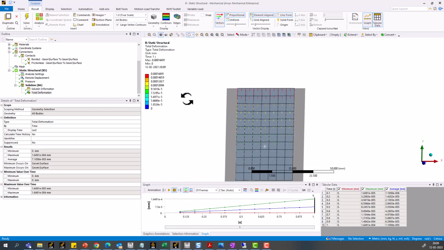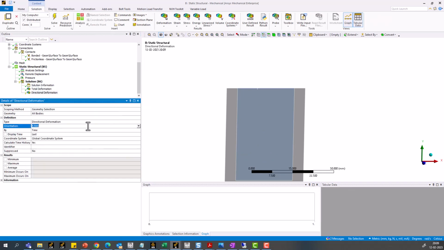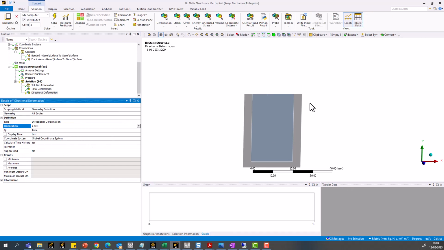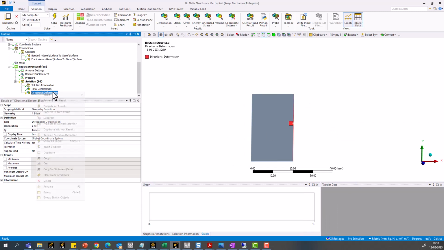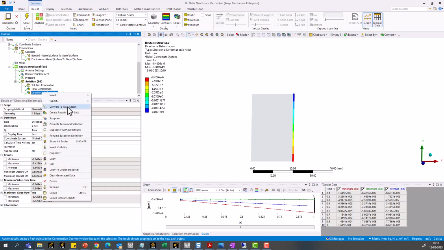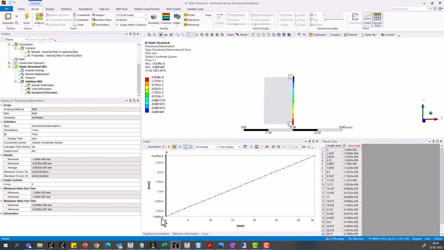Now to get a better feel of how the deformations are varying along the y length, I can go to deformation and put a directional one this time. I'm interested in y directional deformation, and let me hide this body, because this is a rigid body and no deformation is going to take place for it. I will select this edge and evaluate all results, and then I can click convert to path results. Now you can see this is some type of linear deformation happening from minimum to maximum for this body.